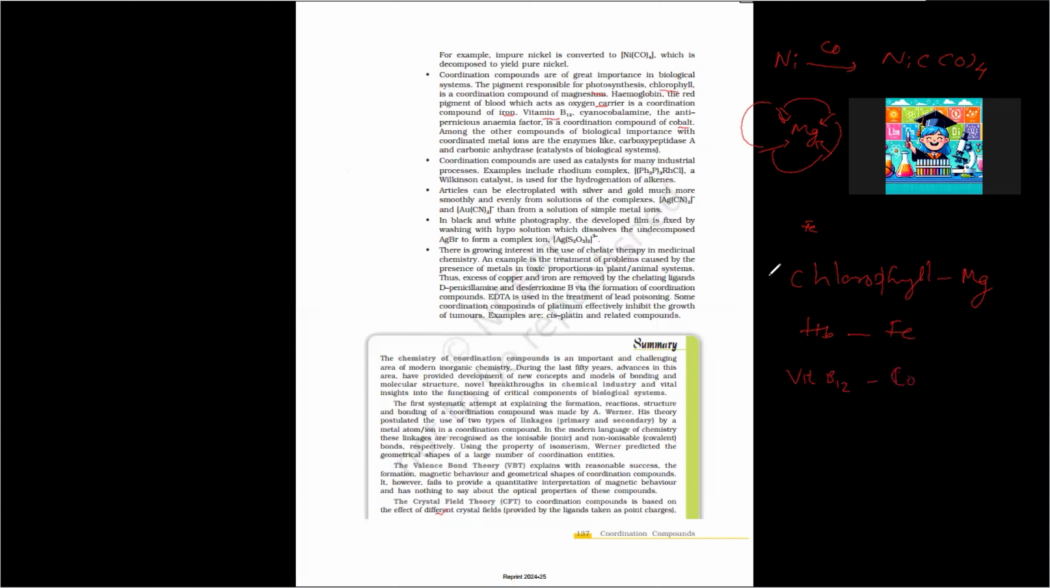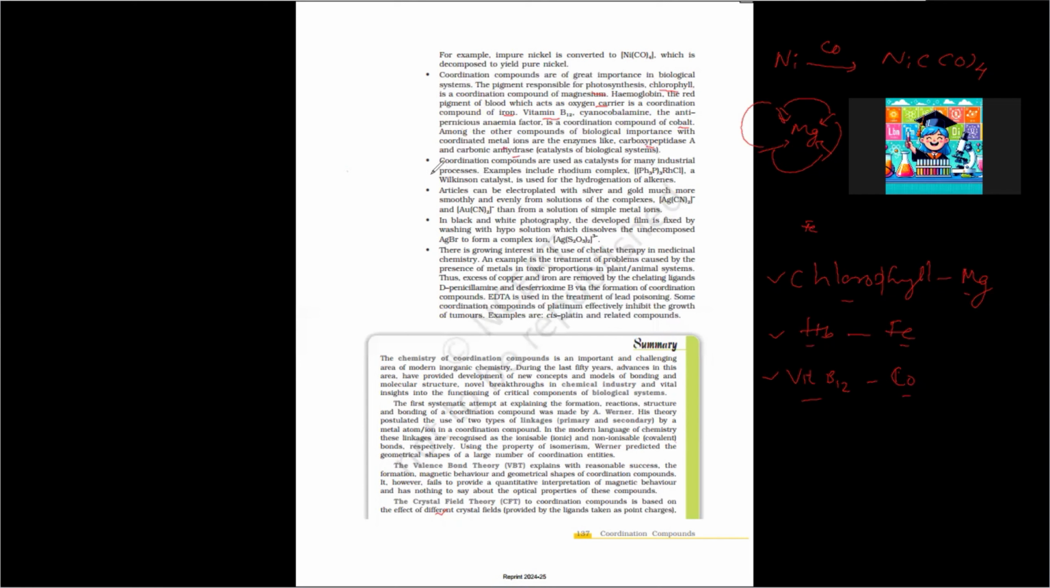So remember these biological systems where the coordination compounds are as given here. Chlorophyll is a magnesium coordination complex, hemoglobin is an iron coordination compound, and vitamin B12 is a cobalt coordination complex. And most of the enzymes like carboxypeptidase and carbonic anhydrase are coordinated to metal ions, and they help in the activation of these enzymes.